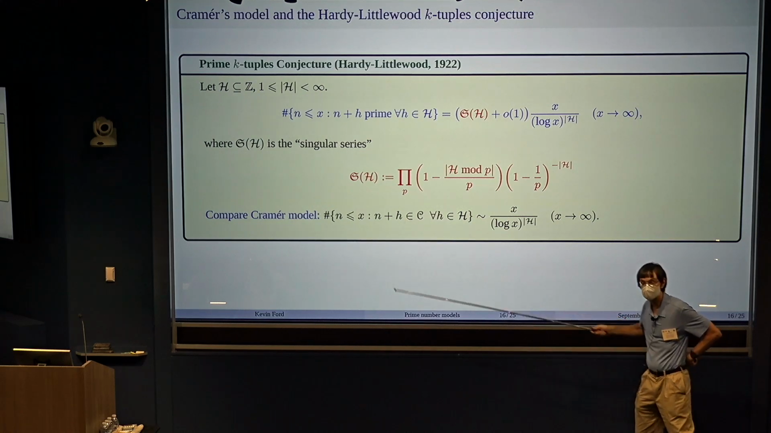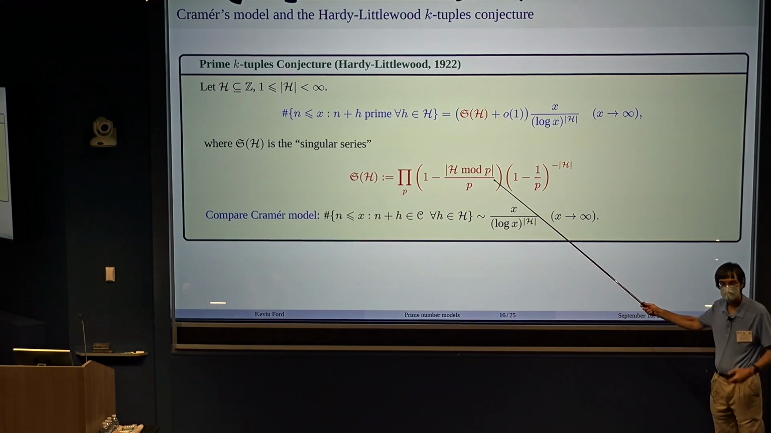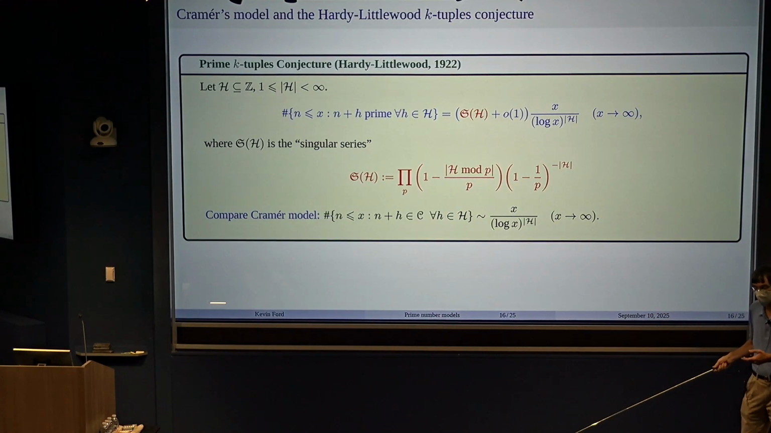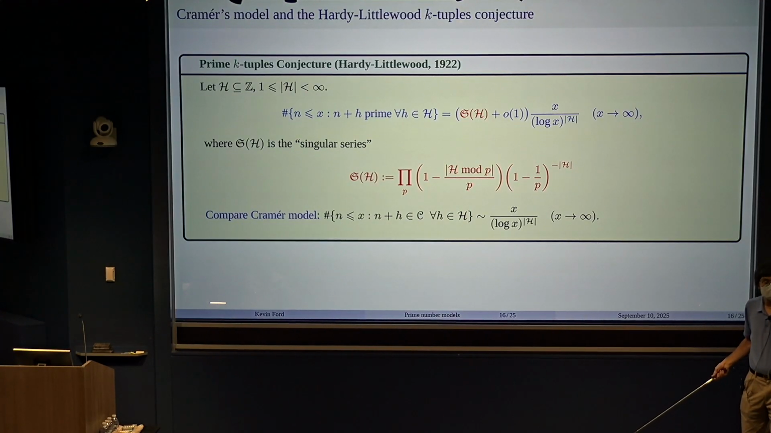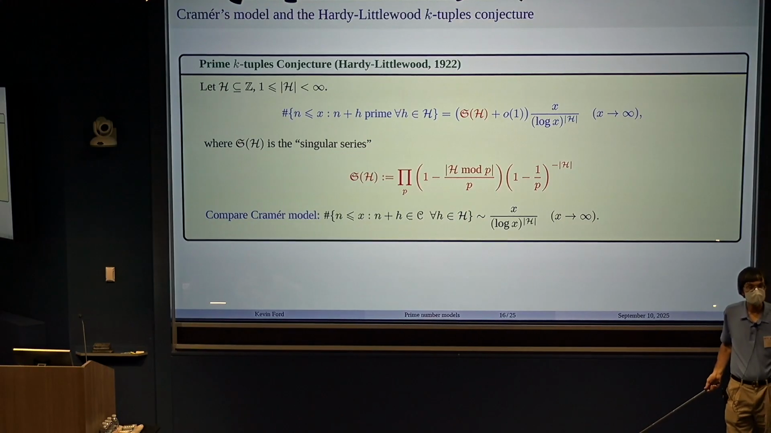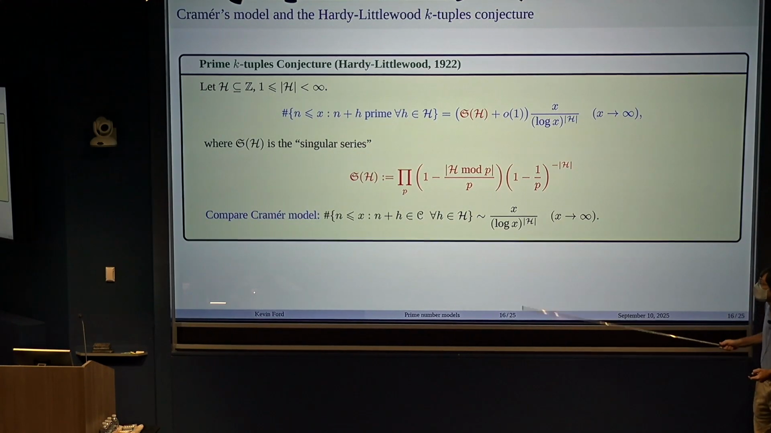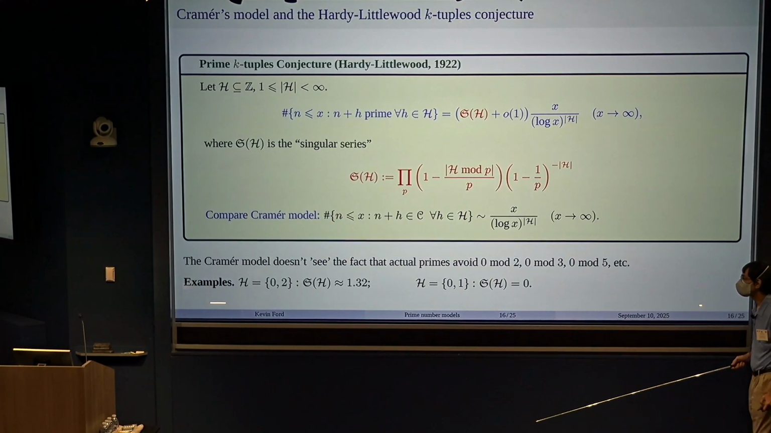It's simply missing. And that factor comes from what we know about the distribution of primes modulo small primes. Very few primes are 0 mod 2, very few of them are 0 mod 3, 0 mod 5, and so on. So the Cramer model doesn't see the fact that actual primes avoid 0 mod 2, 0 mod 3, and so on. Here's a couple of examples.